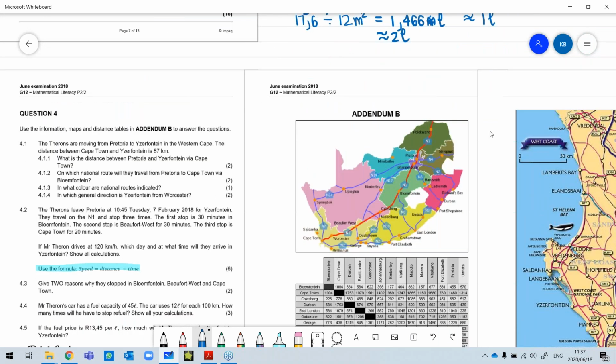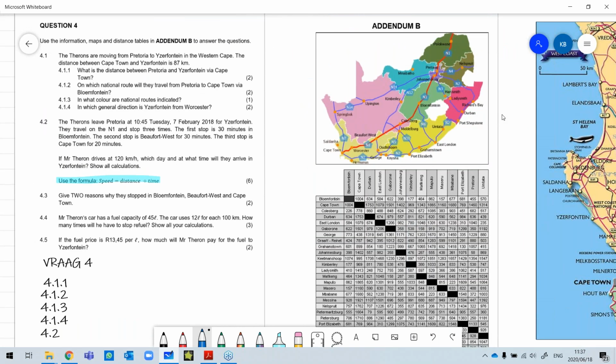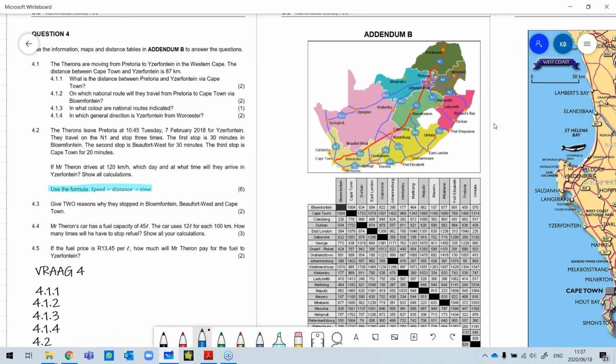Okay, question 4. Use the information, maps, and distance tables in Addendum B to answer the questions. Question 4.1. The Therons are moving from Pretoria to Eiserfontein in the Western Cape. The distance between Cape Town and Eiserfontein is 87 kilometers. And remember, here's Addendum B. You will see that we have all our information here to the right. Question 4.1.1. What is the distance between Pretoria and Eiserfontein via Cape Town?